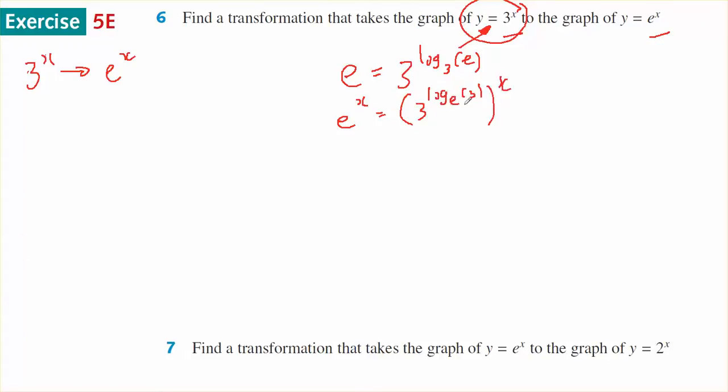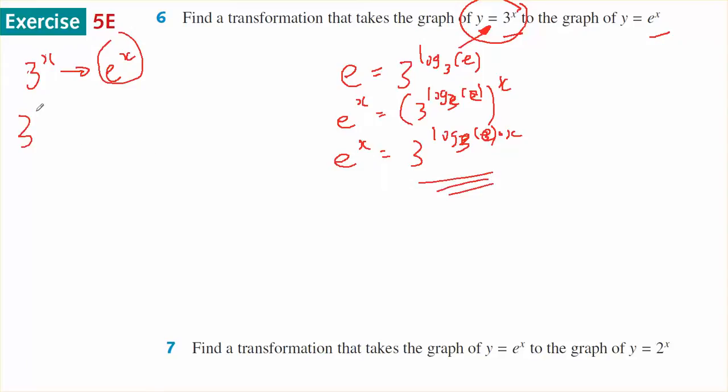And since I have base 3 to a power raised to another power, I multiply those. So e to the x equals 3 to the log base 3 of e times x. So coming back over here, I'm going to replace this with this instead. So 3 to the x becomes 3 to the log base 3 of e times x. So I can see in my replacement x has been replaced by this.